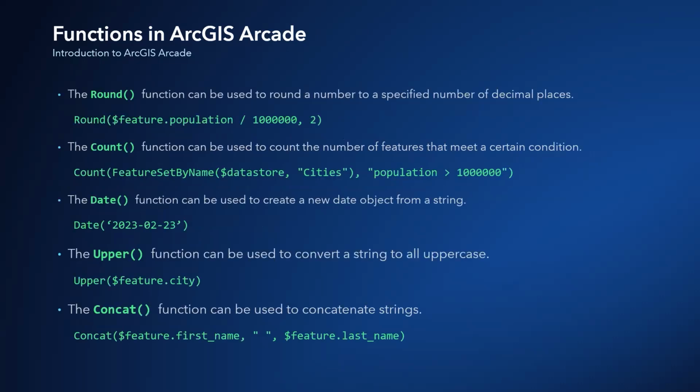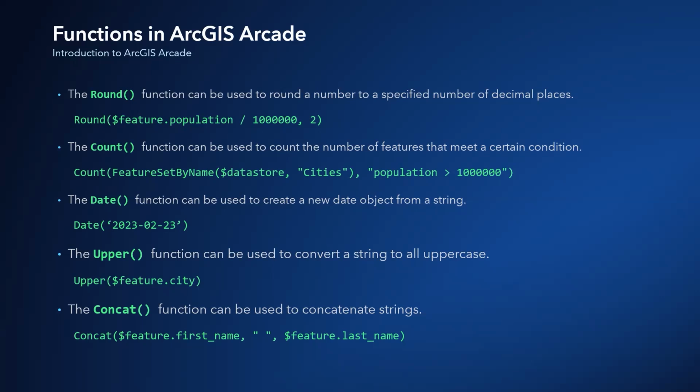We can see some functions such as the round function, which can be used to round a number to a specified number of decimal places. This example will round the population of a feature to 2 decimal places and divide it by 1,000,000. We have a count function that can be used to count the number of features that meet a certain condition. And this next example will count the number of cities in a data store with a population greater than 1,000,000.